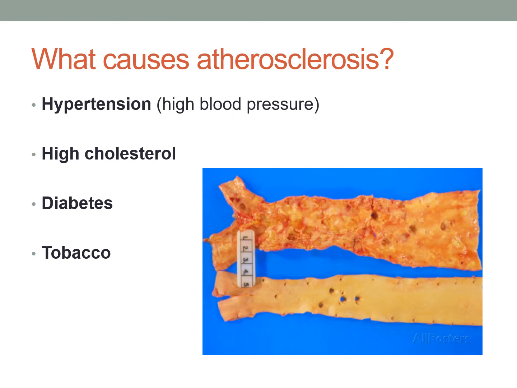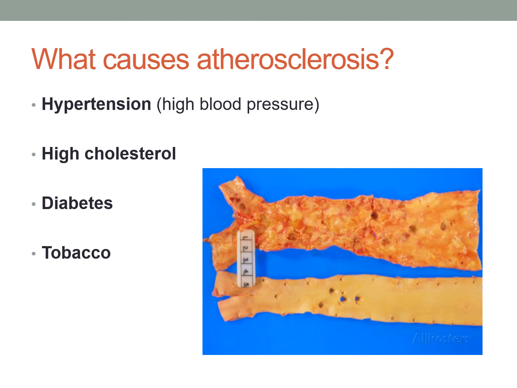So they've cut it and opened it up. You can see these holes where branches are coming off. This is one with atherosclerosis. So you can imagine the blood can't flow through there nice and smoothly, right? It's all gunked up on the inside. So we want to avoid that.